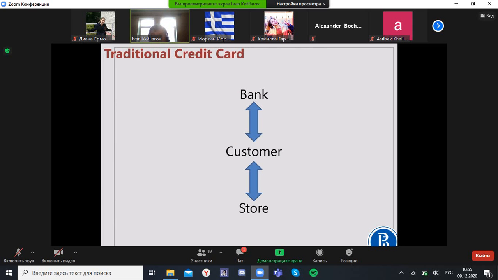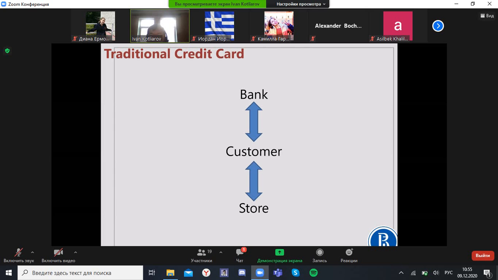Here you see a description. We have a customer who is interested in buying a product in a store. I don't know, a car, for example. Okay, a car is too expensive. I don't know what you can buy by credit card. Okay, a computer. So you go to a store and you pay for a computer by your credit card. It means that you don't have your own money to pay for this computer. The money is provided by a bank.